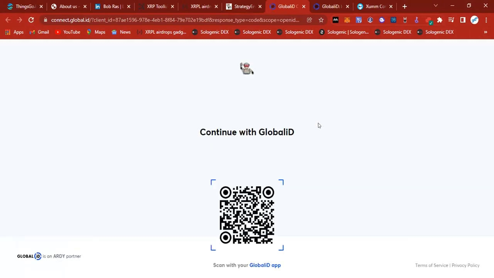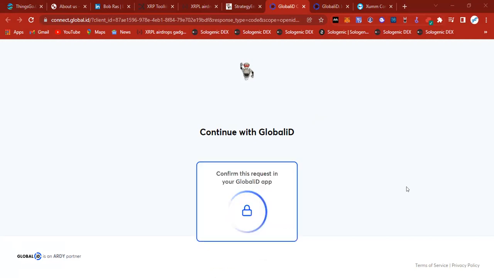We want to click verify. And now we are going to scan this. And we're going to open our Global ID. And this is why you do this, because you want to figure out how to get to where we need to go and how to verify these addresses. This stuff is pretty complicated sometimes.